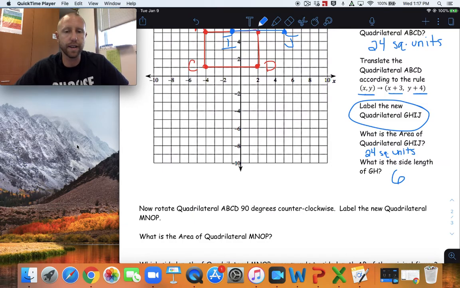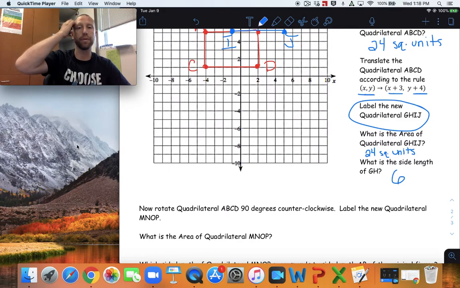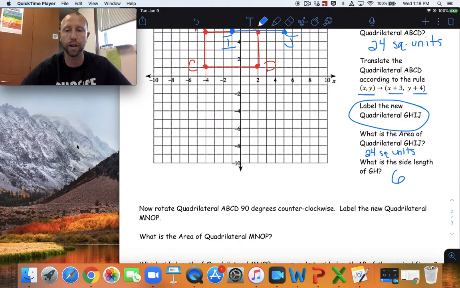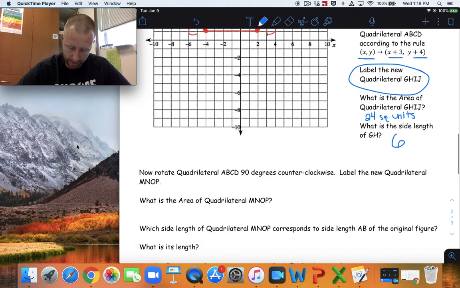All right, and now it says rotate quadrilateral ABCD 90 degrees counterclockwise. Label the new quadrilateral. See, I'm going to read the directions first this time. Label the new quadrilateral MNOP. So what I'm going to do is go ahead and rotate this 90 degrees counterclockwise. So that means counterclockwise, I'm going opposite of clockwise, right? So I'm not swinging this shape down clockwise. I'm going up the opposite direction. I'm going counterclockwise.